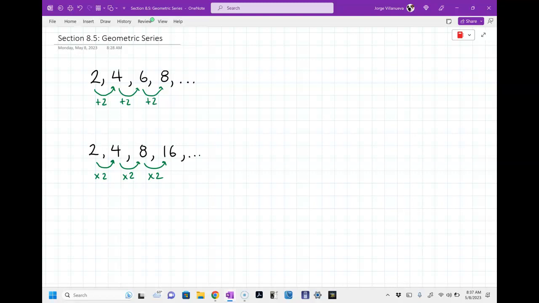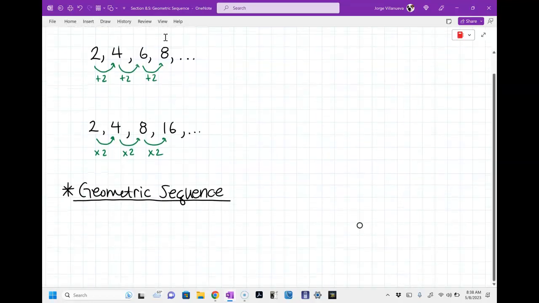So a geometric sequence, let me write this down for us. Oh, and I just realized I put the word series up here. I'm sorry about that, guys. It should be sequences. We'll do series next time on Thursday.